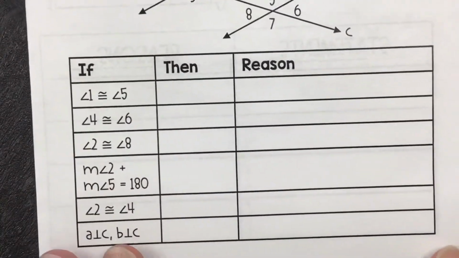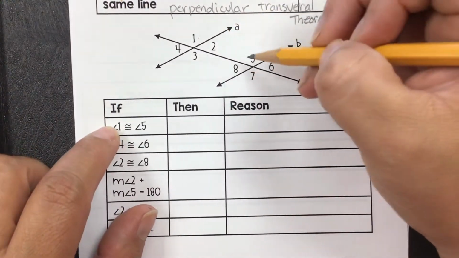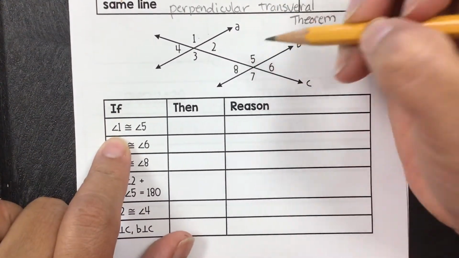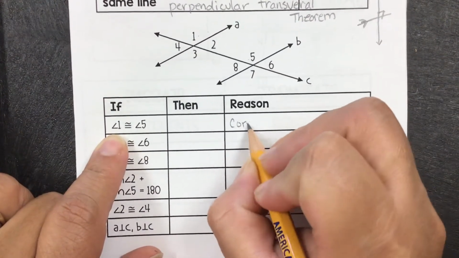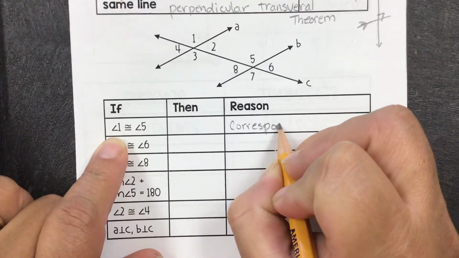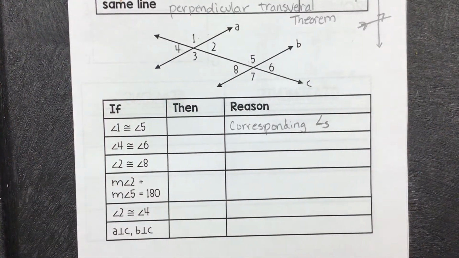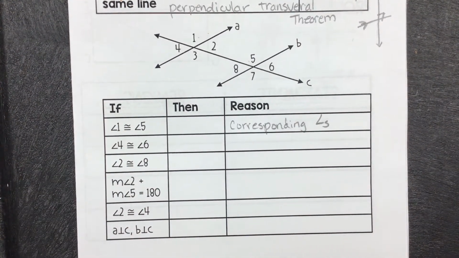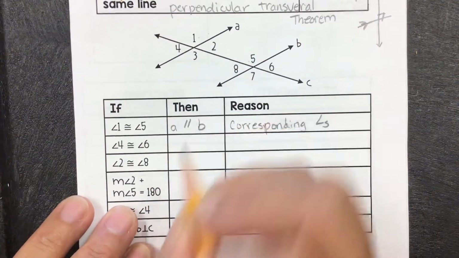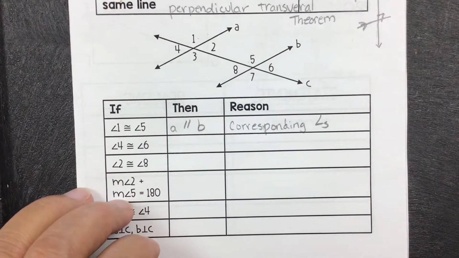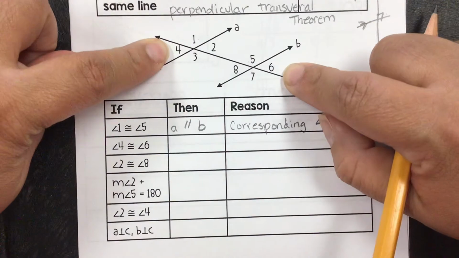All right, we're looking at this picture right here. We have 1 and 5. What kind of angles are 1 and 5? Corresponding. Very good. Because corresponding angles are equal, now we can say that line a is parallel to line b. Now we have angle 4 and angle 6. What kind of angles are those?